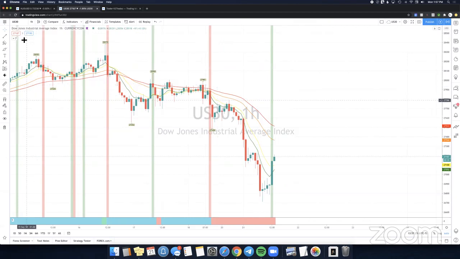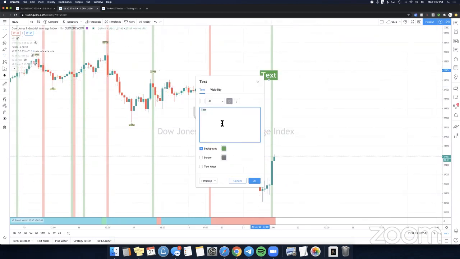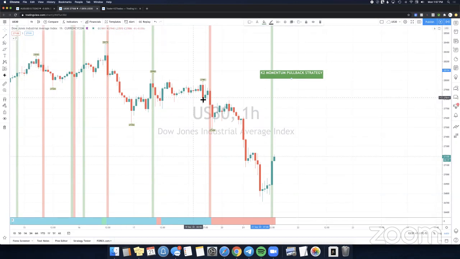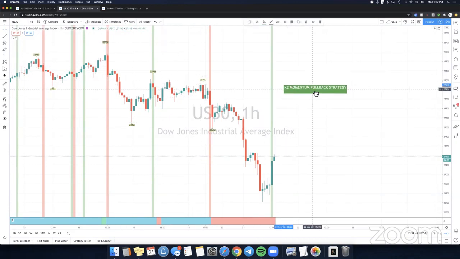So basically, the way that she used that strategy, I'll put the requirements right here. So this is going to be the K2 momentum pullback strategy. Let me see if I remember. It has to be like 10 below the, what was it? The K2, was it the SR? The green line. I just know about the colors.